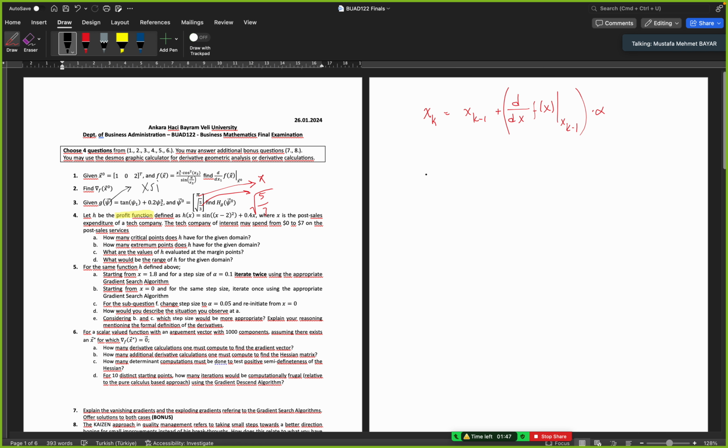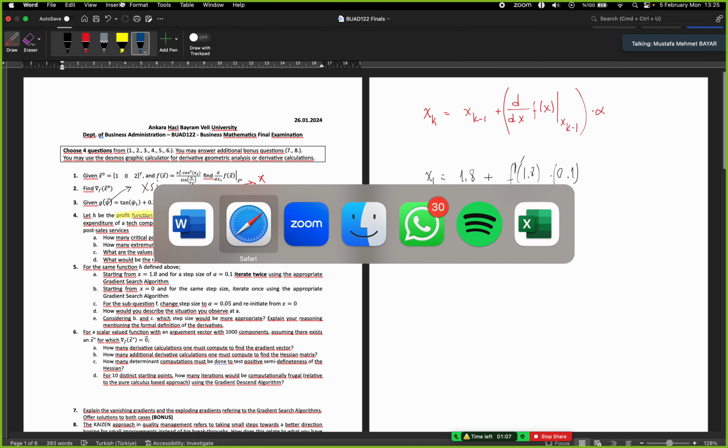I have to find x1, which is equal to 1.8, because it says starting from 1.8, and f of 1.8 differentiated times 0.1. So this is your update function to find x1. What I just don't know is the derivative function of f evaluated at 1.8. So let me just get that using the Desmos graphing calculator.